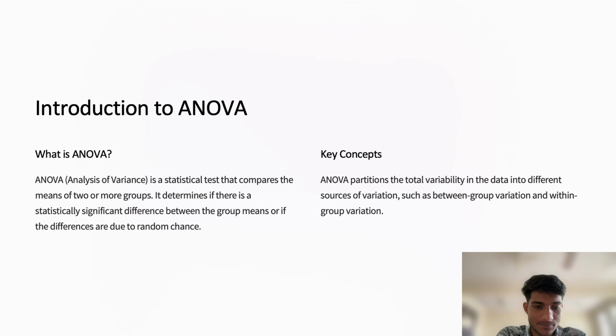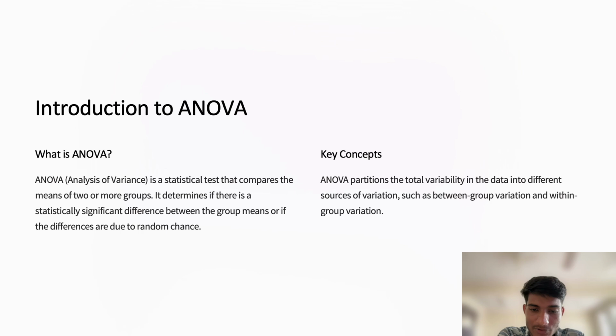Introduction to ANOVA. What is ANOVA? ANOVA, analysis of variance, is a statistical test that compares the means of two or more groups. It determines if there is a statistically significant difference between the group's means or if the differences are due to random chance.